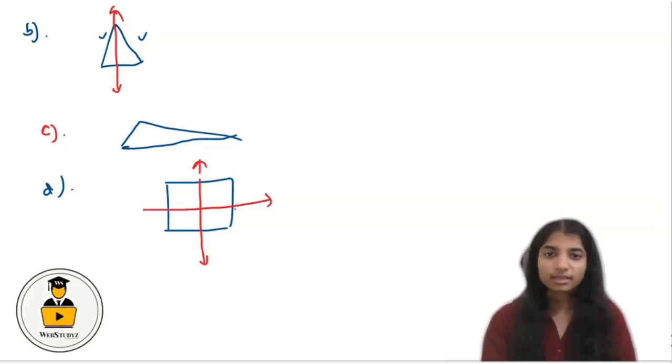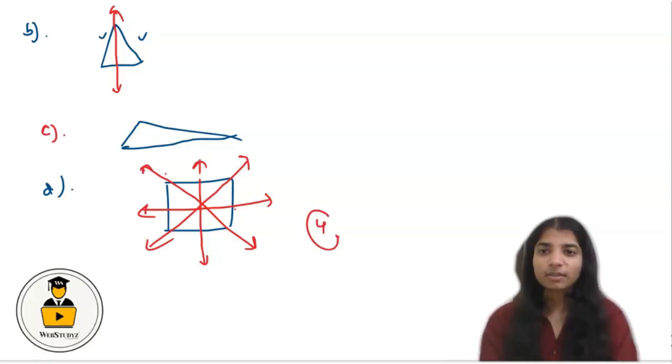If we draw this as a line of symmetry, again this figure is divided into two parts. If we draw this diagonal as a line of symmetry, again this is divided into two parts. If we draw this diagonal as a line of symmetry, again this is divided into two parts. So for a square, we have four axes of symmetry.